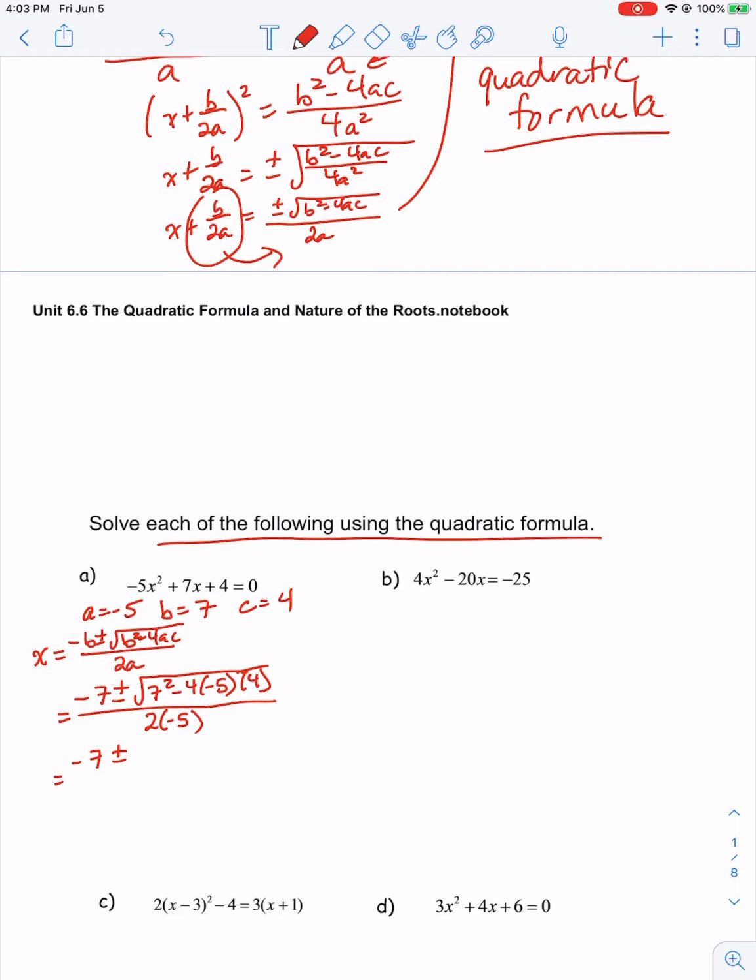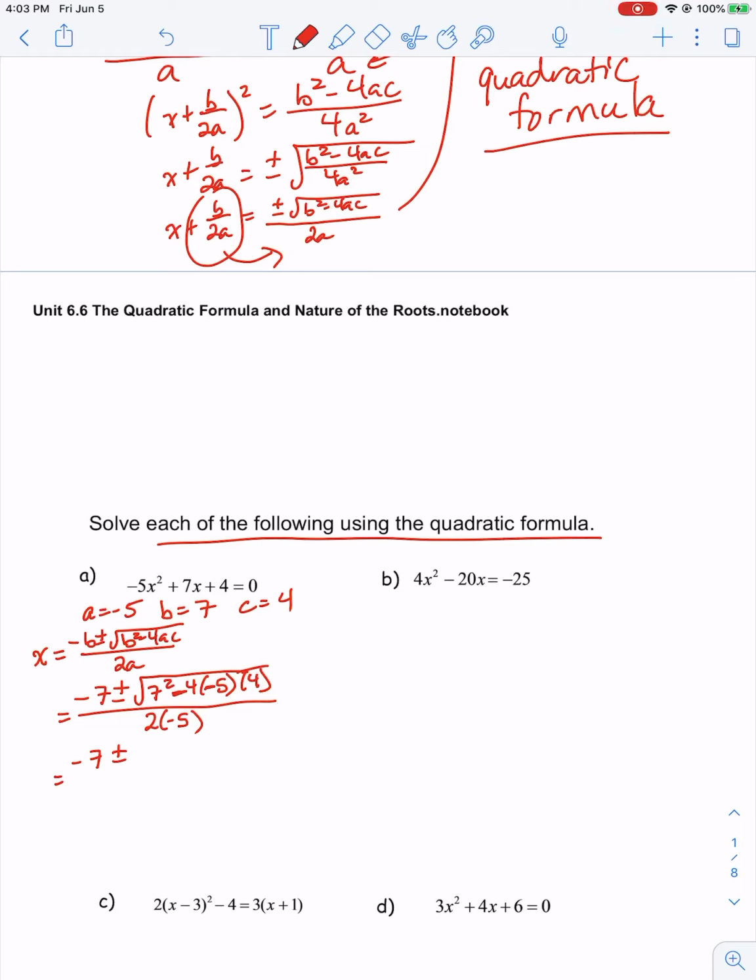Now you calculate what's underneath the square root sign. So 7 squared is 49, minus 4 times -5 times 4. That's going to end up being plus, because a negative times a negative is a positive. You can use your calculator to do that, but that's going to end up being 49 plus 80.